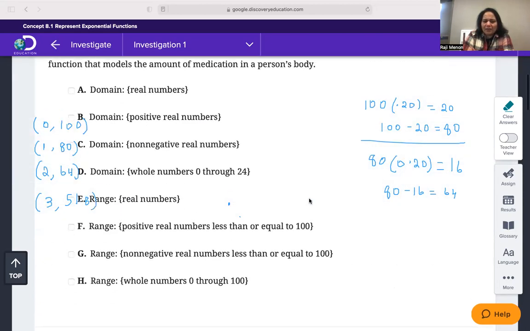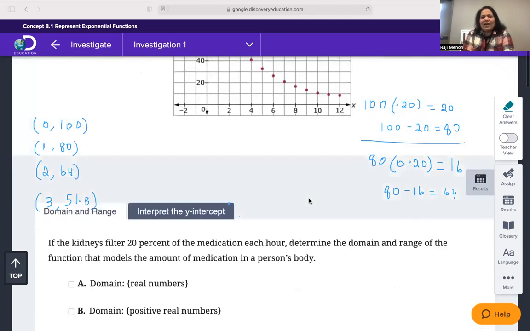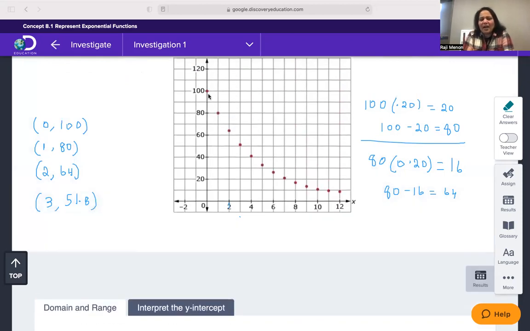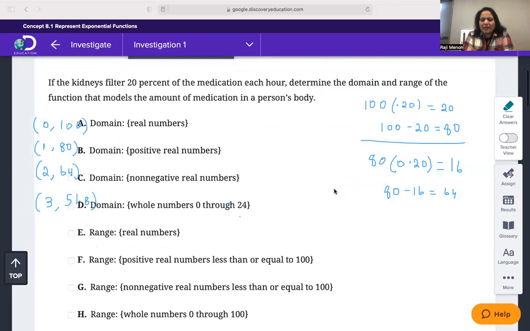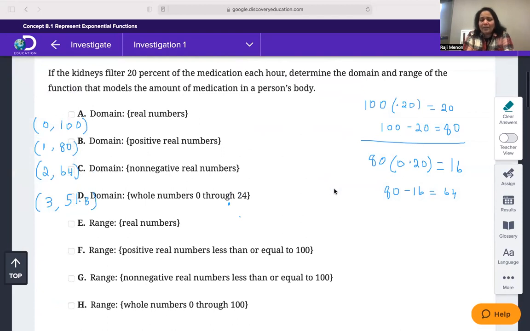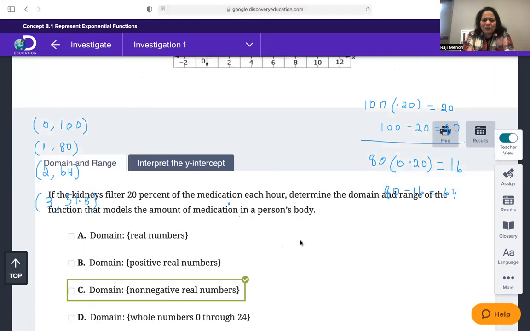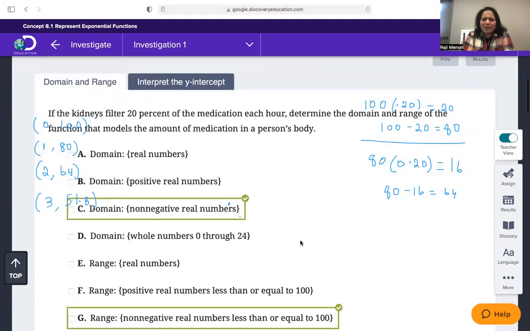What is the range? Where is the range going? Range is where it is starting. The highest value for the range is 100 and it is going down, right? You have to think like that. So the range is non-negative real numbers less than or equal to... Isn't it the same thing? Let me just show you the answer key here. The domain is the non-negative real numbers. The range is the non-negative real numbers less than or equal to 100.